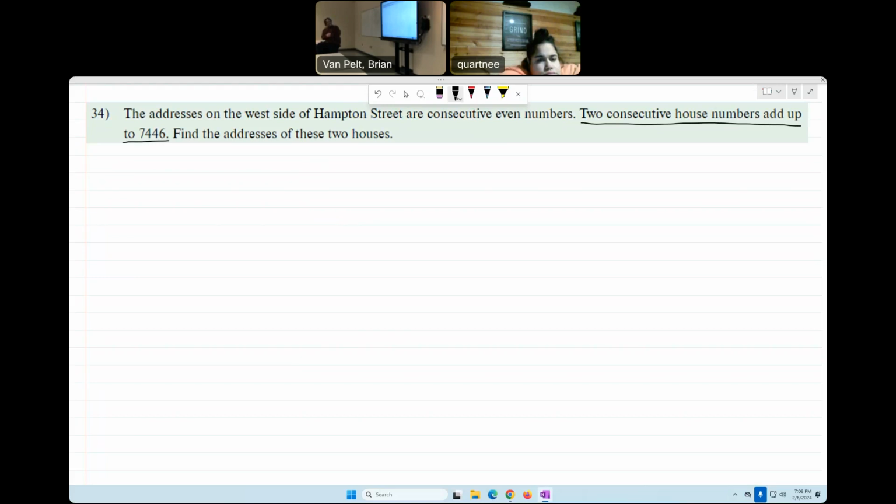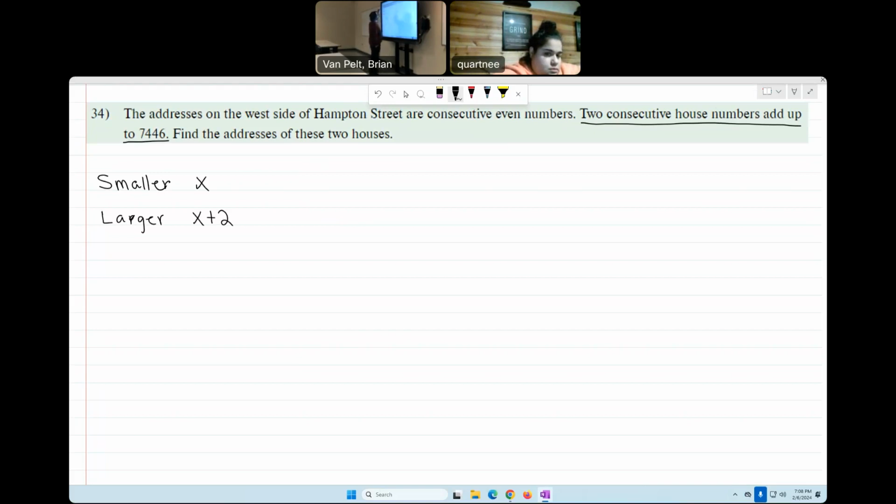You use the things that I've underlined to set up the equation. Two consecutive house numbers added. So we have the smaller one and a larger one: X and X plus 2, just like you said.